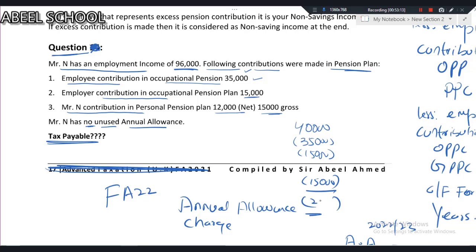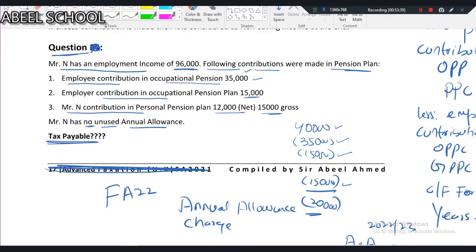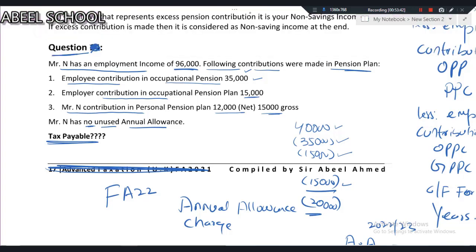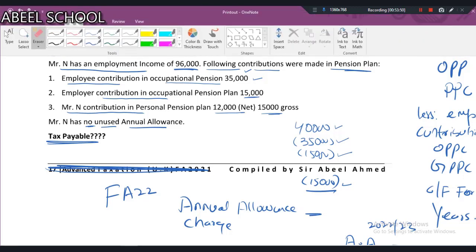Dear student, the annual allowance charge is 20,000. Let me explain again. The annual allowance limit is 40,000 and this 40 is consumed by the employee's contribution of 35, employer's contribution of 15 and employee's gross PPC of 15. So from 40,000 if I deduct 35, 15 and 15, let me check. I made a mistake. I believe it is 25, not 20. Correction is needed. Just a minute, students. By mistake, I deducted 10, not 15.